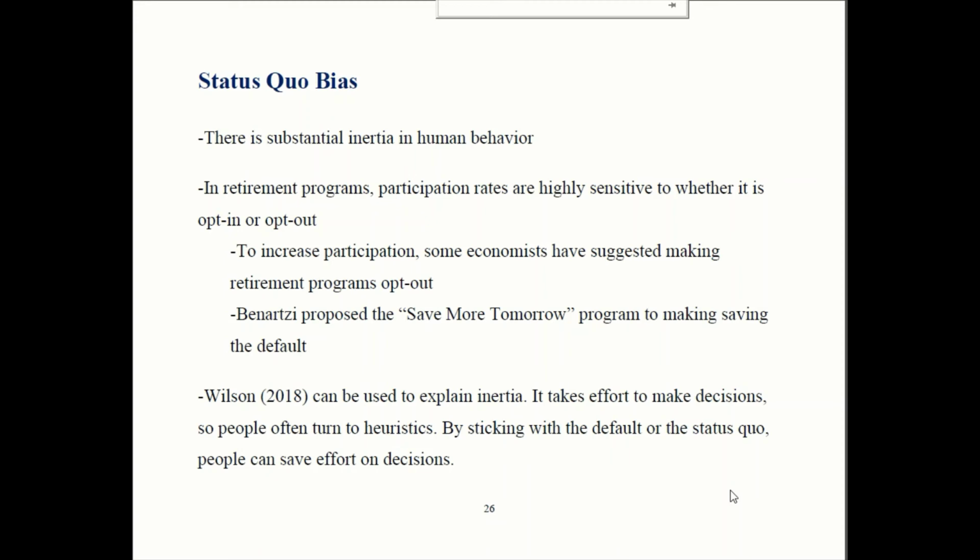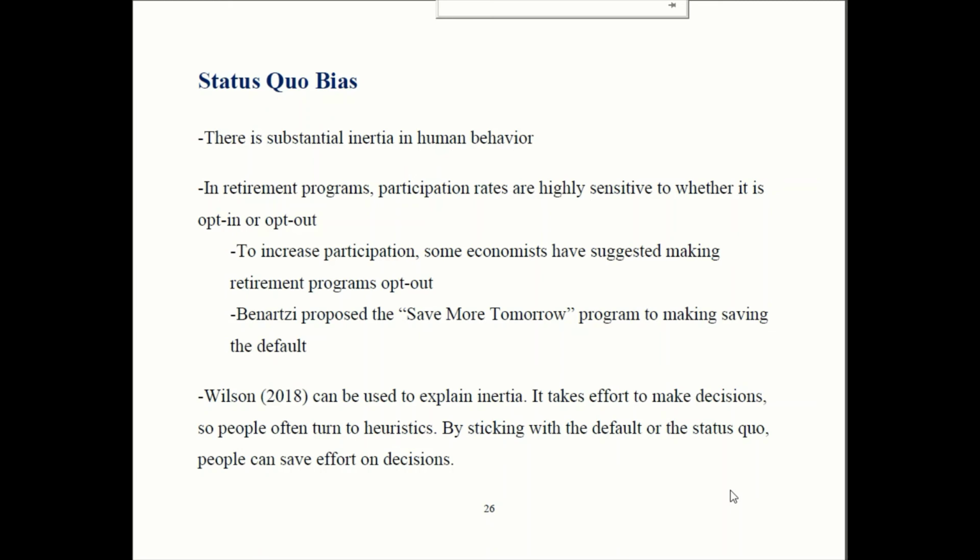So one program out there that's designed to circumvent this is, first of all, make the programs opt-out rather than opt-in, so saving is the default. Another program is the Save More Tomorrow program. The economist who proposed this, last name is Benartzi, has done a lot of famous research on behavioral economics. His idea is that when you're starting a new job, you can commit in advance that when I get a raise, I'm going to save X percent of that. Maybe I'll save 20% of any future raises I get. His idea is that it makes saving the default.